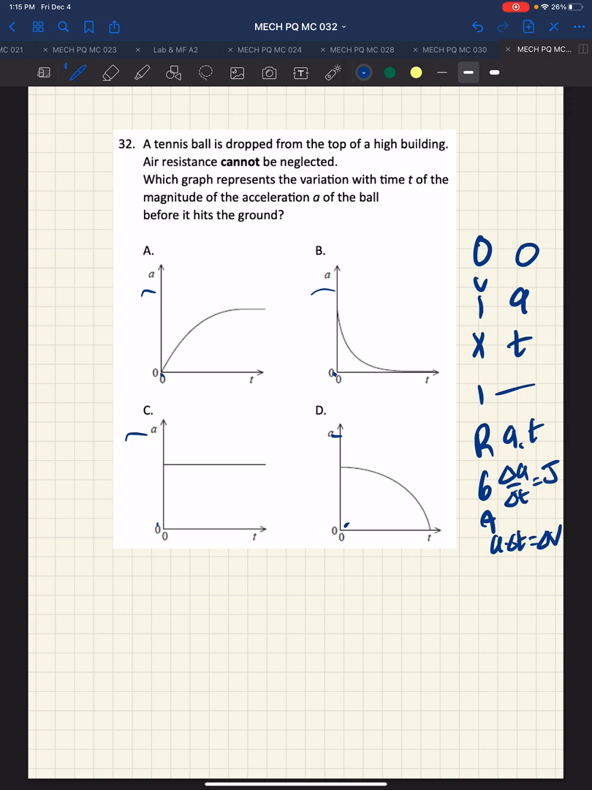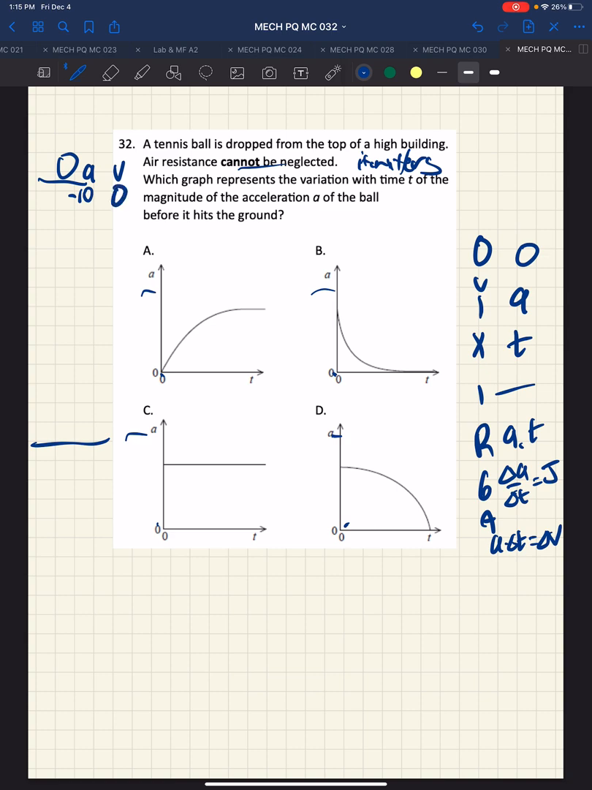There's a tennis ball that's dropped from the top of a tall building. Air resistance cannot be neglected, so it matters. So we drop this ball, and we can think about two different quantities that relate in this case. We've got our acceleration and our velocity. Well, we know that air resistance is going to have an effect, but the instant it's dropped, the acceleration is minus 10. The velocity is 0.